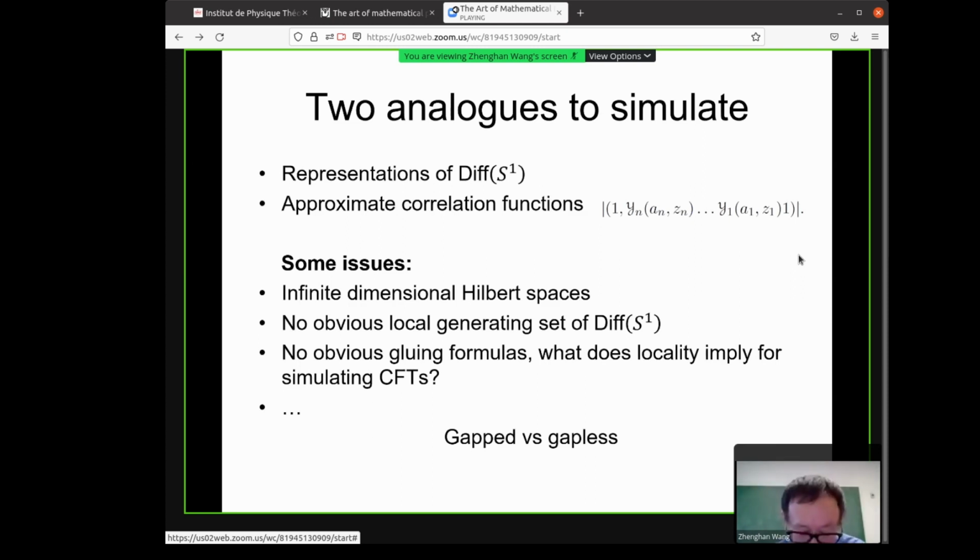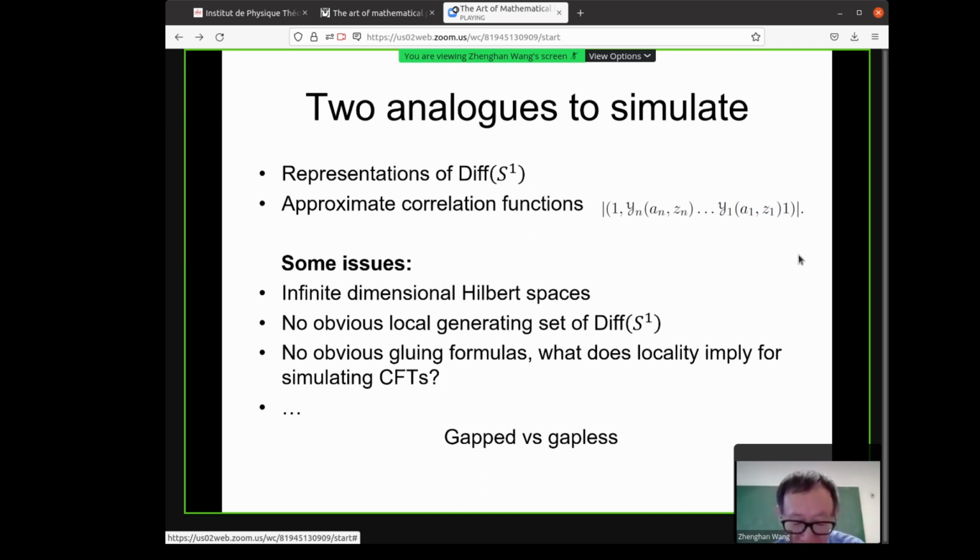And now, as I said very early, this is very speculative because I don't have anything really definite. For topological quantum field theories, there are two analog things I want to simulate. One is the analog of the mapping class groups, which I consider to be the representations of the diffeomorphism group of the circle acting on the Hilbert space of states for conformal field theory. And then we also want to approximate correlation functions, which is the analog of link invariants.